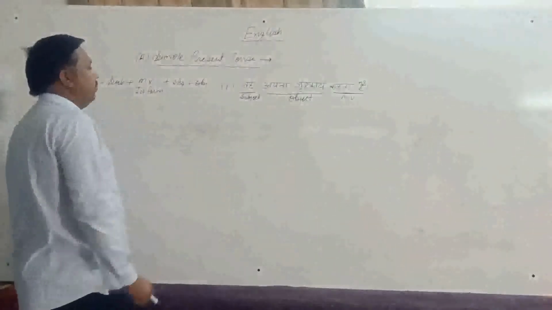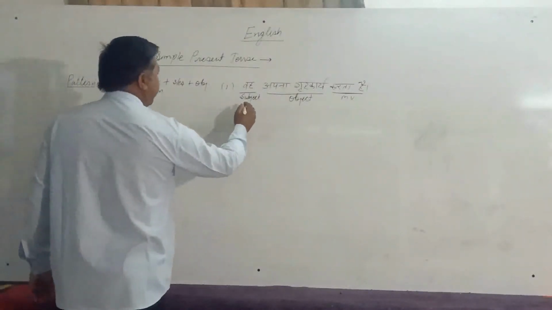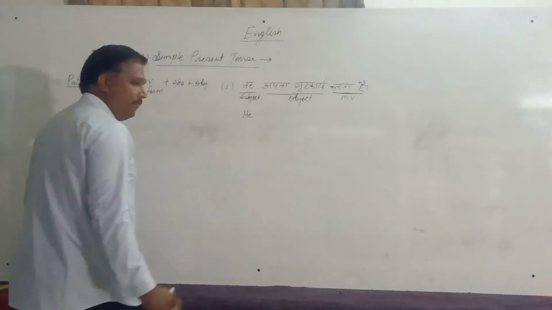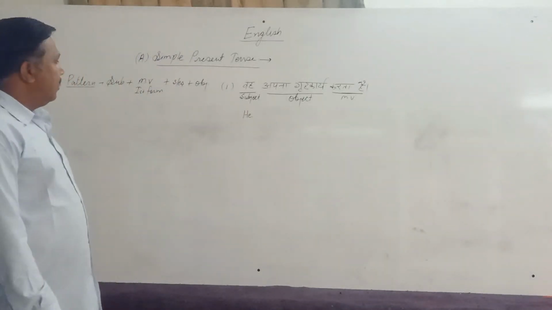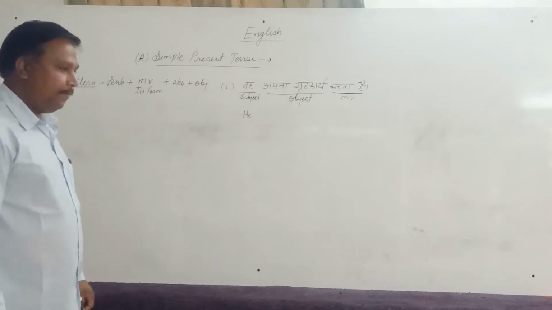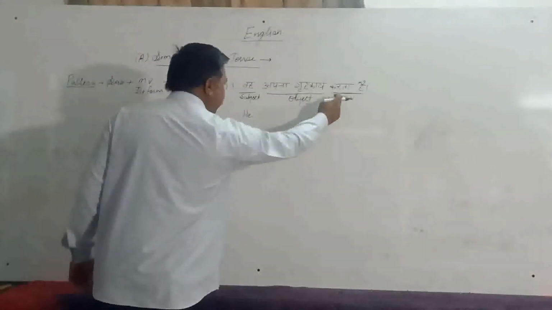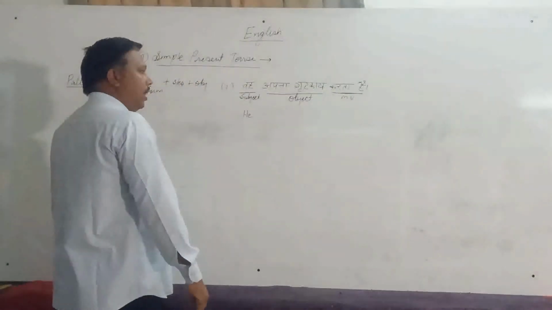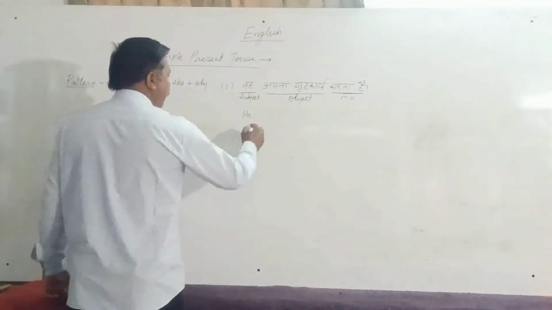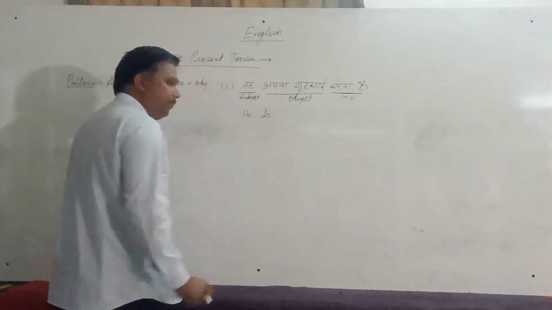Now first of all write down subject, and the subject is वह. Spelling of वह is he. The second thing is main verb in first form. And what is main verb? करता है, करना. And spelling of करना is do. So we will write here do.